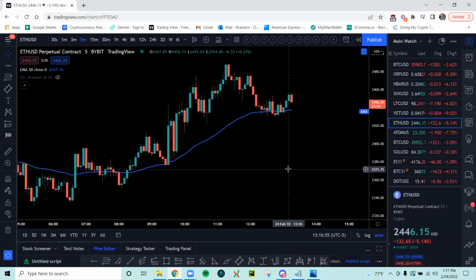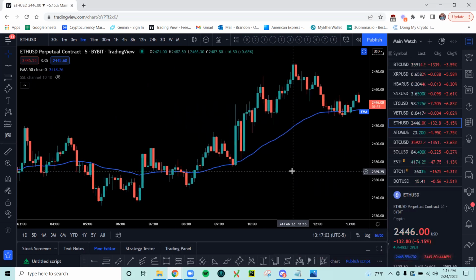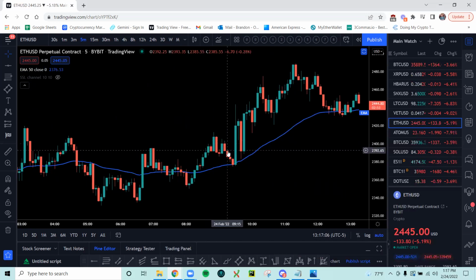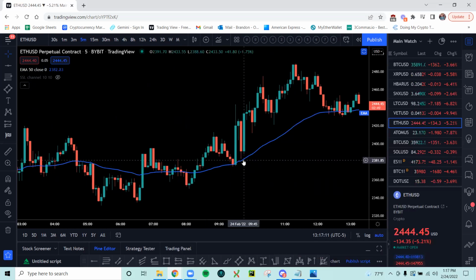What you're going to need here is to take a look at when price comes back down and touches the EMA. That's going to be your area of value. That's going to be your area of interest where you're wanting to get in.